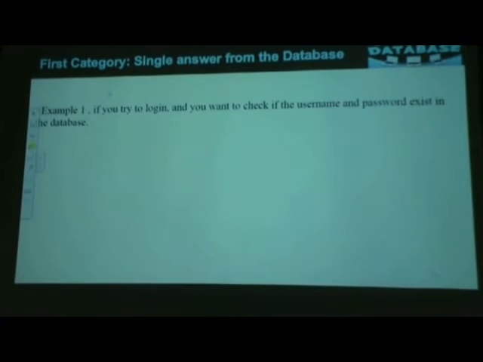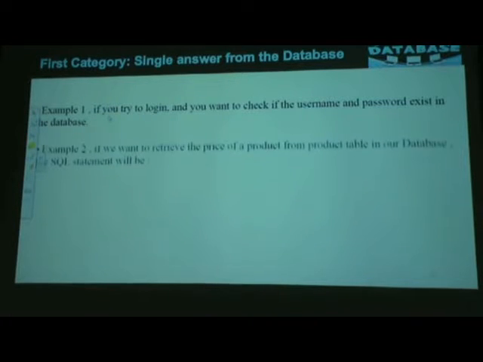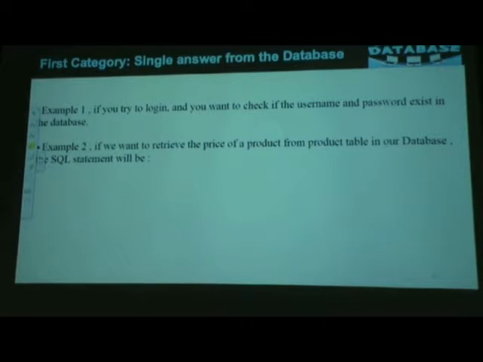Now the first category, when we try to get one single answer from the database. If you try to log in and you want to check if the username and password exist or not in the database, this is when we need a single answer. The answer will be yes or no, so one answer. Another example, if we want to retrieve the price of a product from the product table in our database, the SQL statement will be select price from product where product ID is, for example, 1, 2, 3, 4, 5, 6. So what we need is one answer.